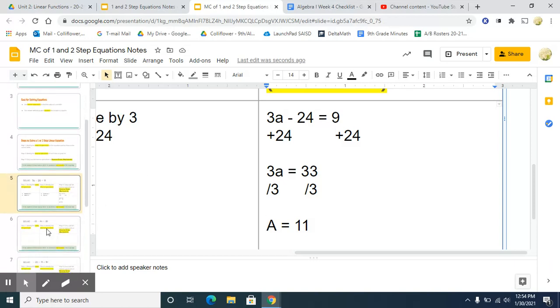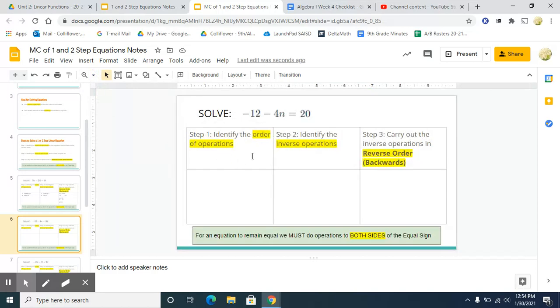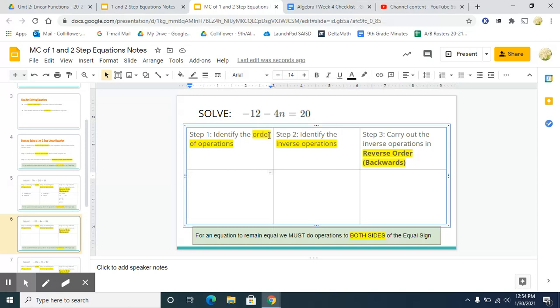Okay, let's try the next example. We're going to solve -12 minus 4 times n equals 20. So first we need to identify the order of operations. Using PEMDAS, we have no parentheses, we have no exponents, but we do have multiplication.